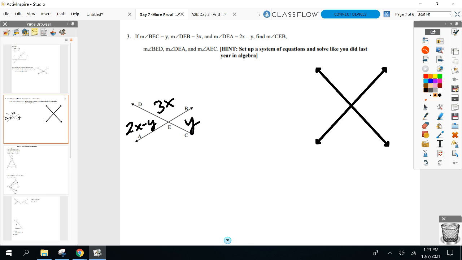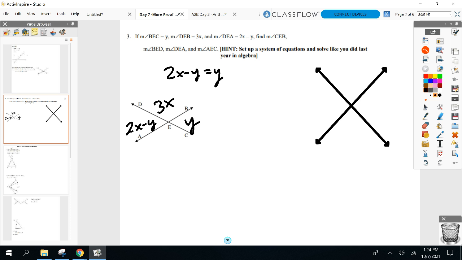You guys see vertical angles, right? Now some of you may have started with 2x minus y equals y. I see what you're trying to do there. Maybe you got y on one side. I don't know where that's going to get me, though. So here's what I did instead, and you'll see why real quick.